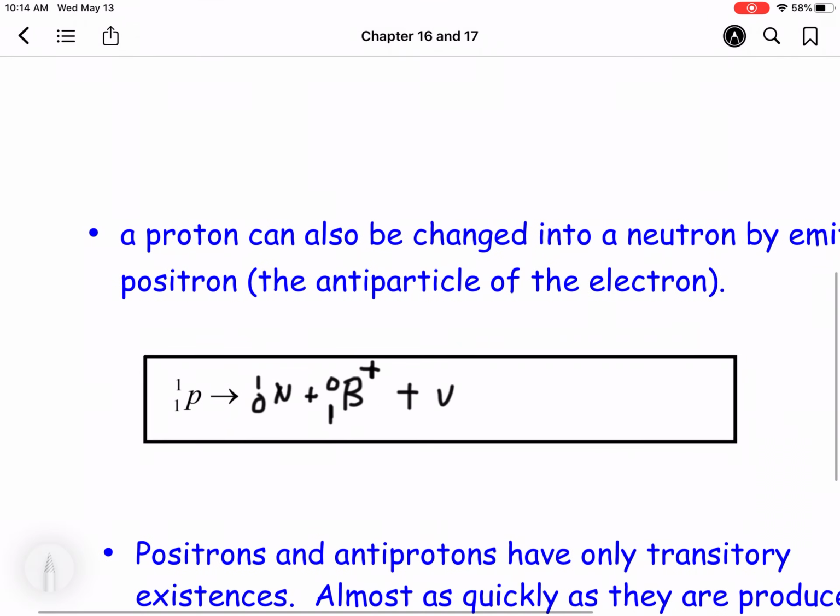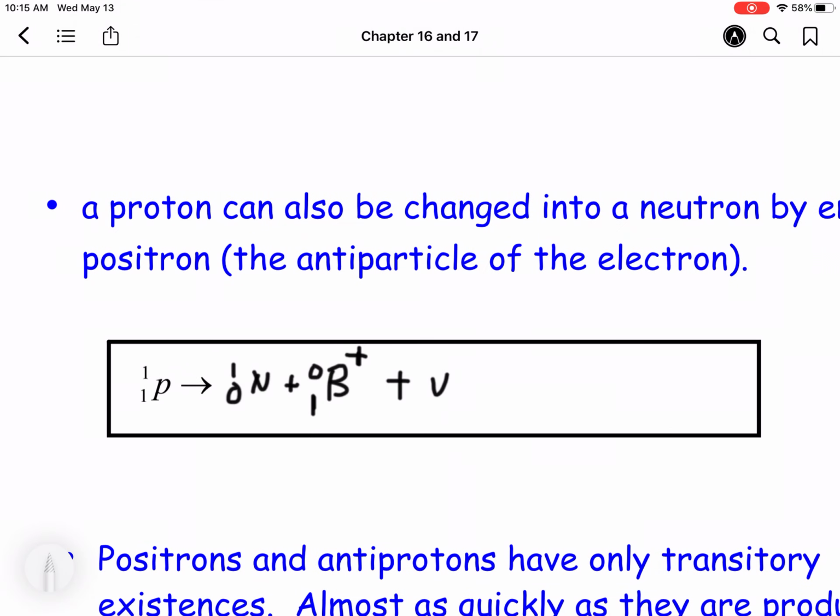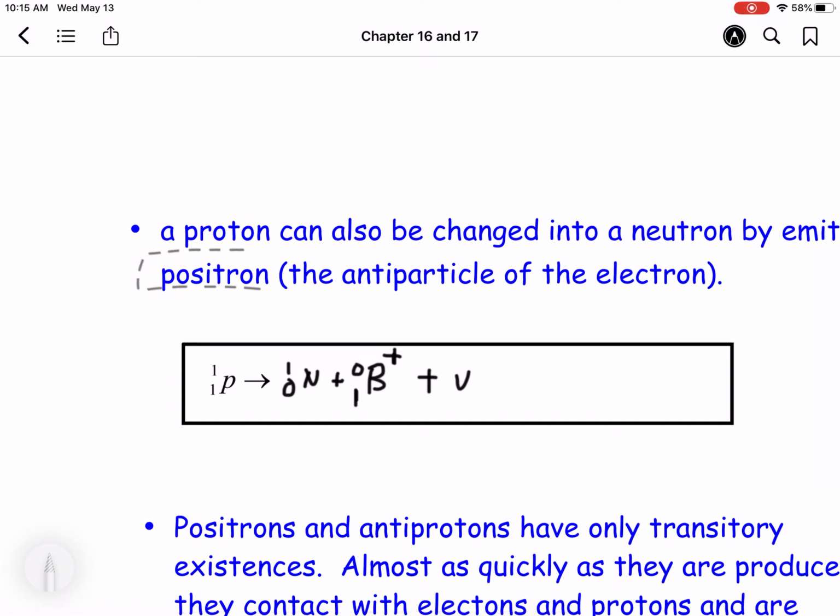We can also have beta positive decay, which is where a proton just decides that it wants to be a neutron. What it gives off is something called a positron, which is the antiparticle of the electron. So there are some interesting concepts there. The positron is the antiparticle of the electron. What that means is that it is identical except for one key feature. For example, the positron has the positive charge of an electron. Same mass, same everything else, but a positive charge.